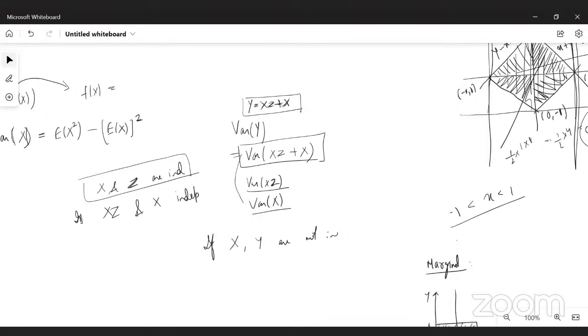In general, the variance of X plus Y is variance of X plus variance of Y plus 2 times covariance of X and Y. Only if those two random variables were independent, the covariance would come out to be 0, so it just becomes variance of X plus variance of Y. If we want to use it here, you will have to find the variance of XZ plus variance of X plus 2 times covariance of XZ comma X. It will be very complicated.